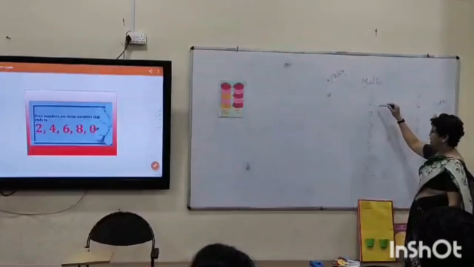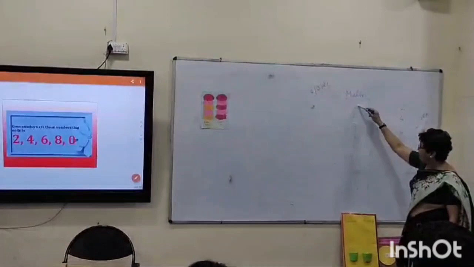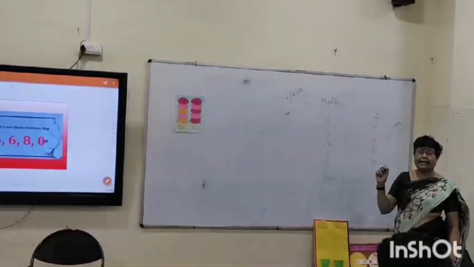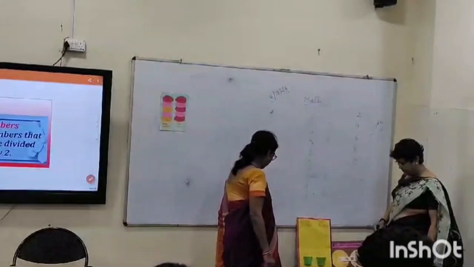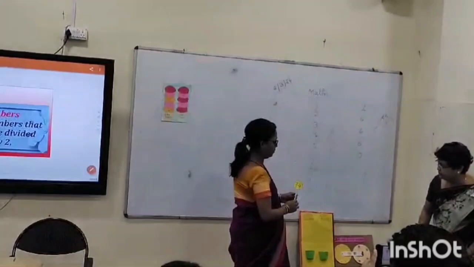These numbers are exactly divisible by 2. But these 1, 3, 5, 7, 9 are not exactly divisible by 2. Please put them back, come here. And 2, even number. And keep it in the even basket. 74. Thank you. Even number?